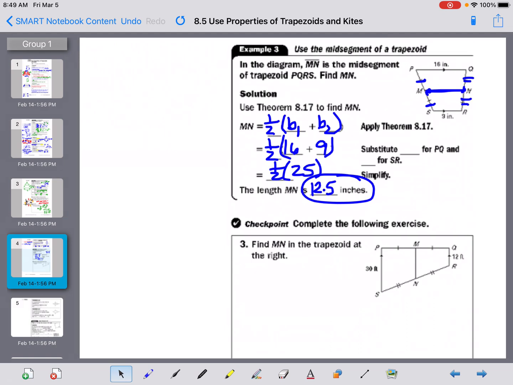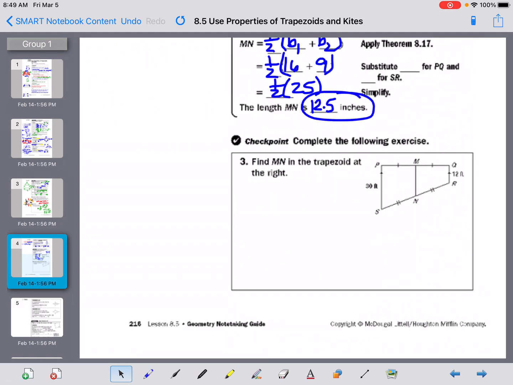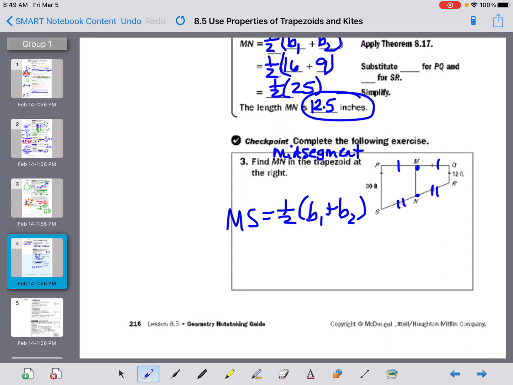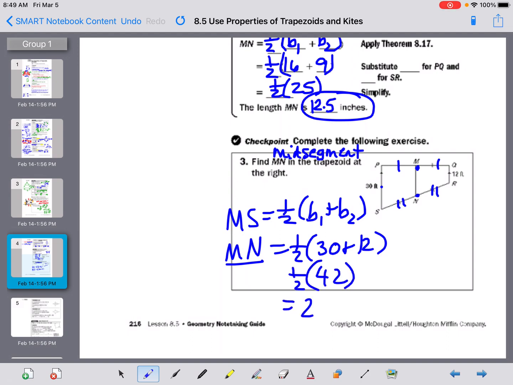All right, moving on here to the bottom. Find this MN, which once again, when I look, I can see that M's a midpoint, N's a midpoint, so I know that MN is a mid-segment. If they join midpoints, they're mid-segments. So right away, I'm going to write down mid-segment is 1/2 of base 1 plus base 2. I'm looking for MN, my mid-segment, and it's going to be half of one of the bases, which is 30 over here. The other base is 12 over here. 30 plus 12 is 42, and half of 42 is 21. So my mid-segment on this one is 21.